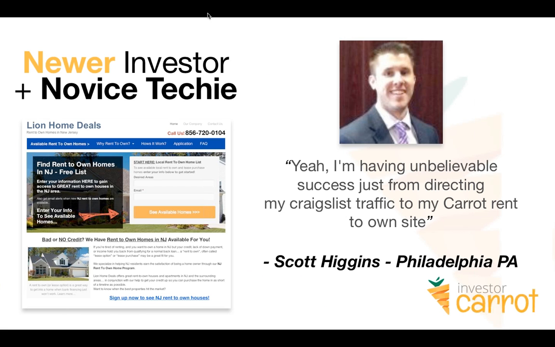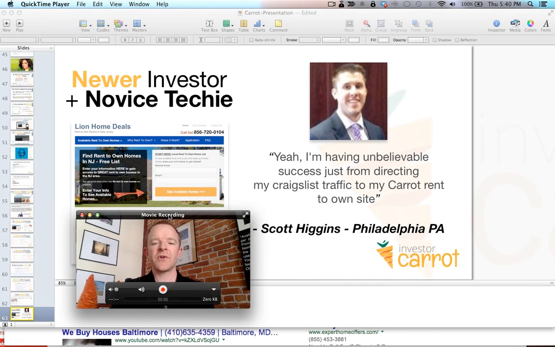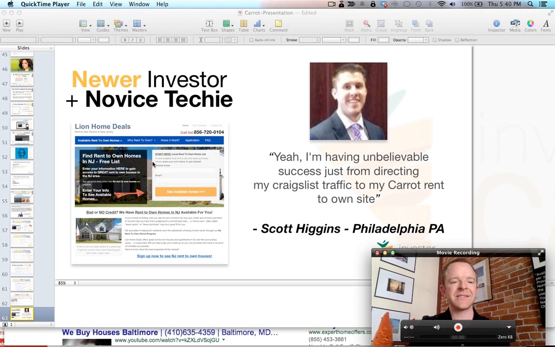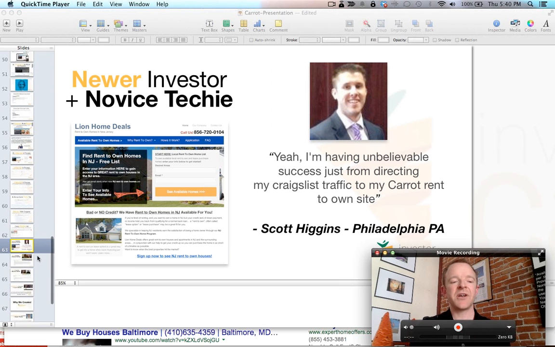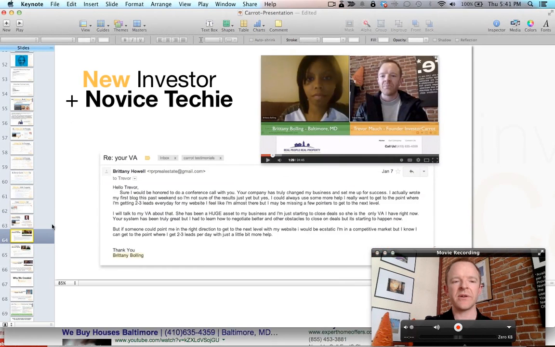I know there's a lot of people with different types of expertise here on the call. You could be a new investor, non-techie. This guy right here is a new investor, a novice technical guy, Scott Higgins from Pennsylvania, having unbelievable success directing Craigslist traffic to his Carrot rent-to-own site. This is his website right there on InvestorCarrot. He's generating a ton of leads because he can get a website up in a matter of seconds and tweak it a little bit if he wants to. This particular one was for his New Jersey market. Then he can just focus on getting leads, staying in his own lane.